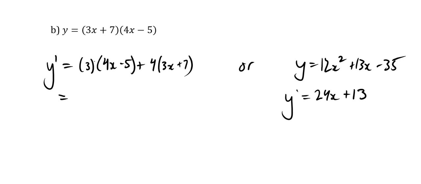Expand. 3 times 4x is 12x. 3 times negative 5 is negative 15. Plus 4 times 3 is 12x. 4 times 7 is 28. And what happens when I simplify? 12x and 12x is 24x. 28 minus 15 is 13.